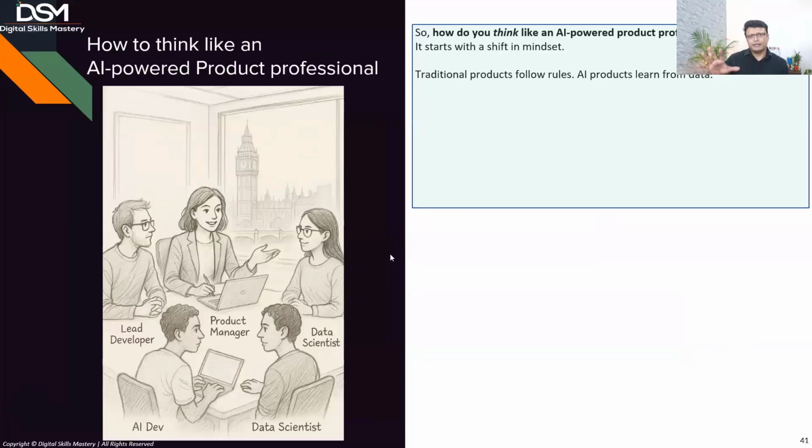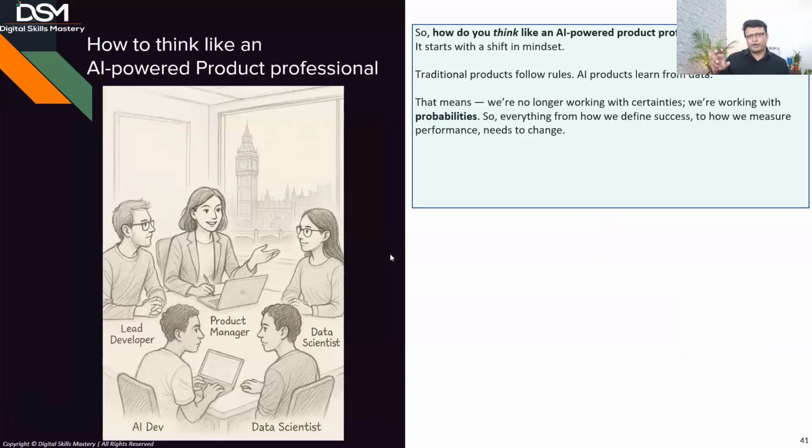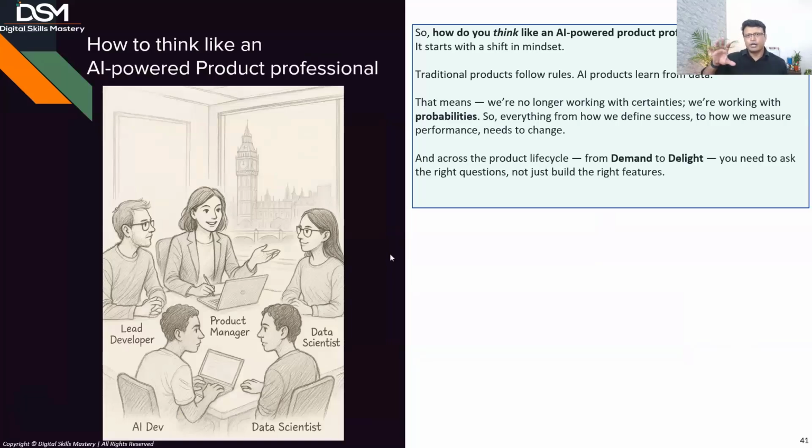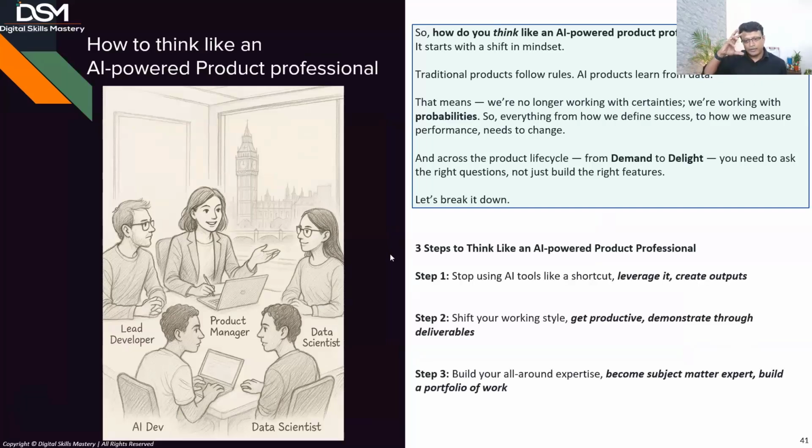Now we are harnessing the power of the AI concepts that we have learned, prompt engineering, the use of AI tools, and thinking about the product across the life cycle from demand to delight. You need to start thinking like an AI powered product professional now. You know quite a lot about it now.